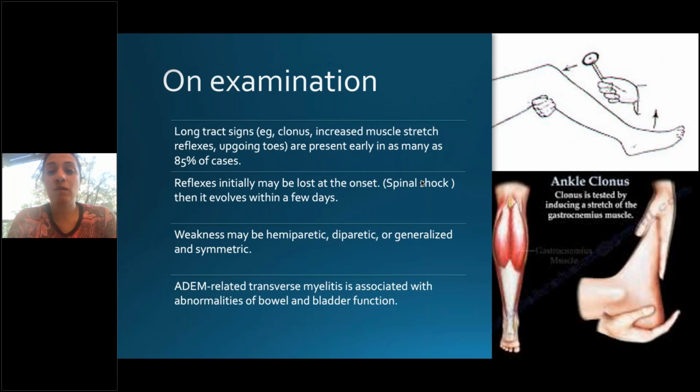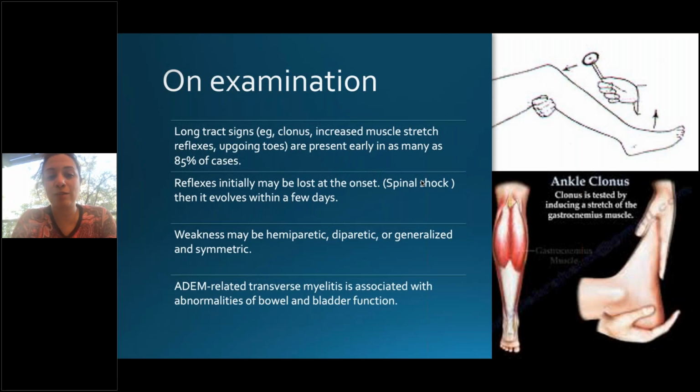On examination, it's quite important when we examine children with acute disseminated encephalomyelitis. They will have upper motor neuron changes. If they present quite early, there could be, for the first few days, a loss of reflexes. We call it spinal shock. And then that evolves within a few days to long tract signs. So you would have brisk reflexes, you could have an increased tone, and you can have clonus. And in this child, he did have brisk reflexes and clonus.